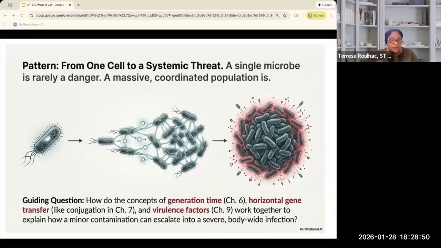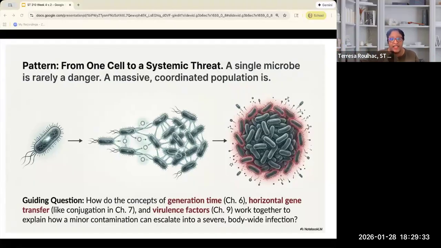If one bacterium enters a surgical site, is that patient immediately infected? Yes or no? And this is important because the why matters more. Okay? The guiding question names three concepts that work together. You have generation time, horizontal gene transfer, and virulence factors. But believe it or not, these are not separate facts. They're an escalation system. We start with generation time.